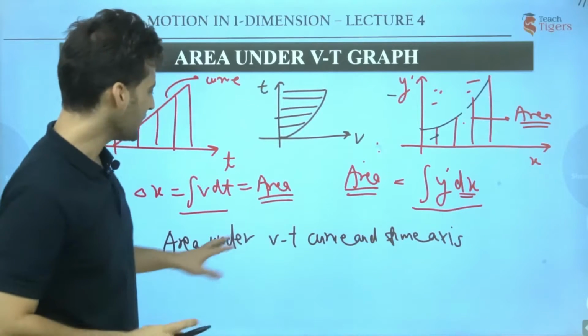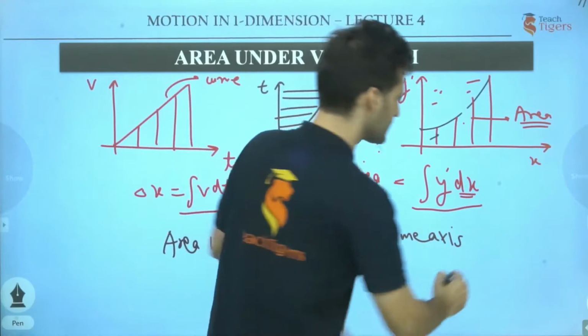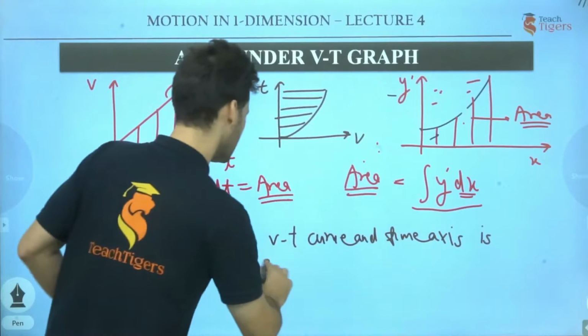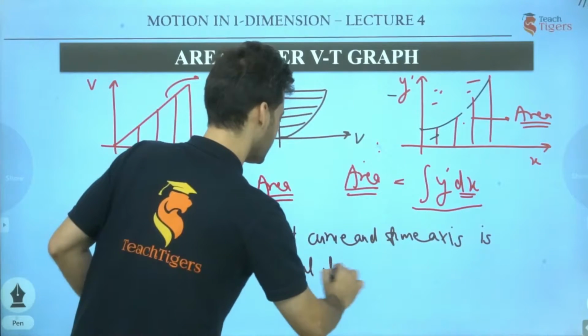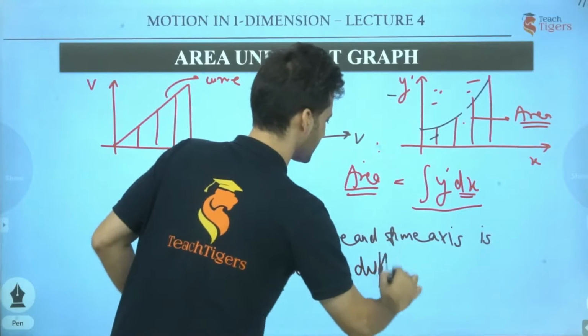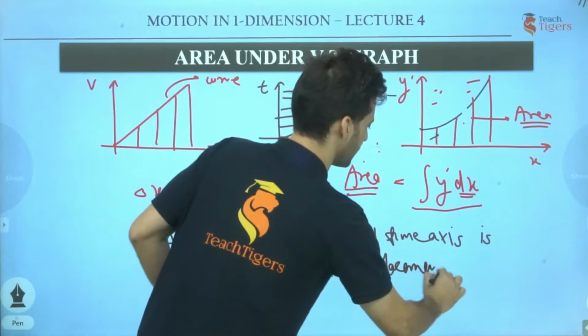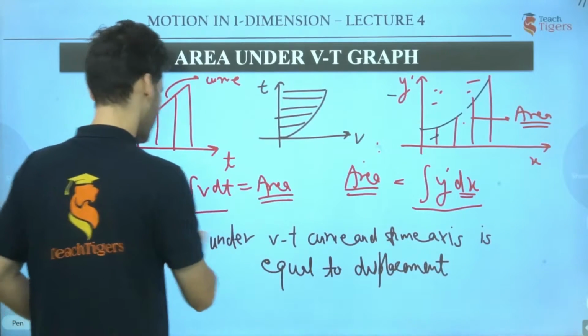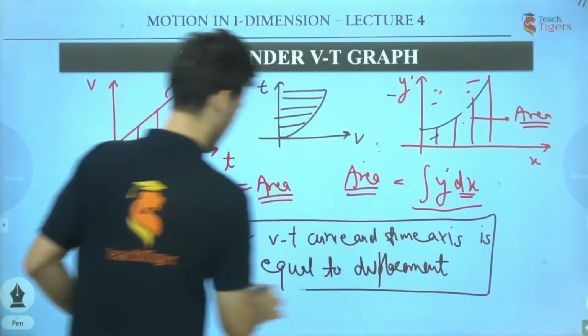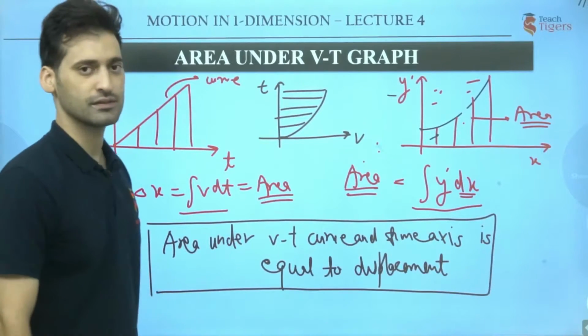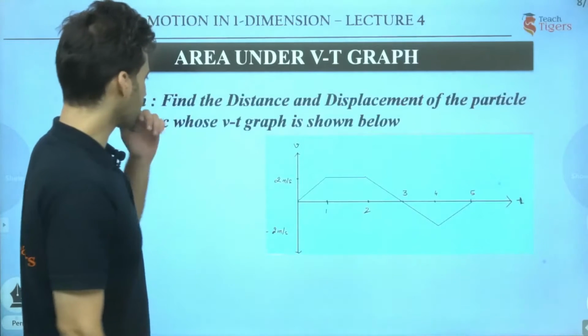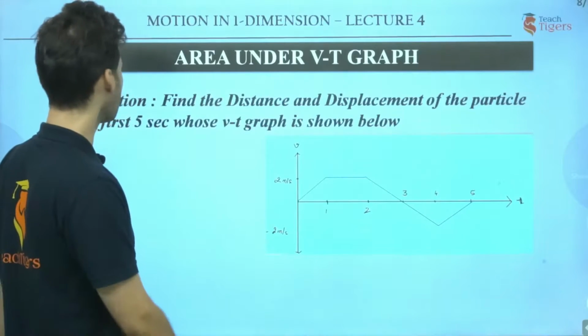Okay. So the area under the VT curve and the time axis is equal to displacement. I am marking this term for you. You have to remember this term, important. Okay. So let's use this concept here. Can you see a graph?